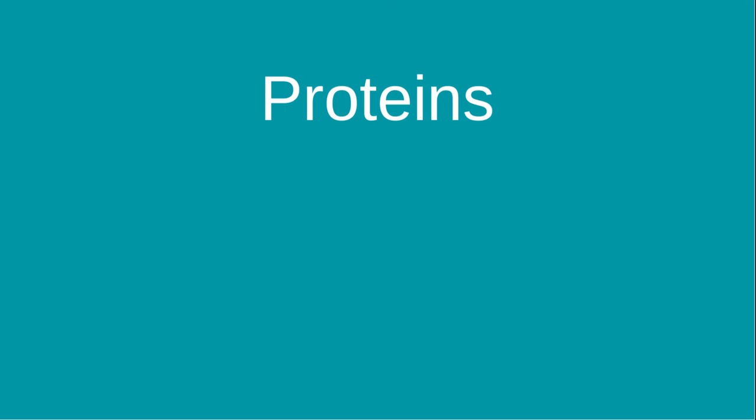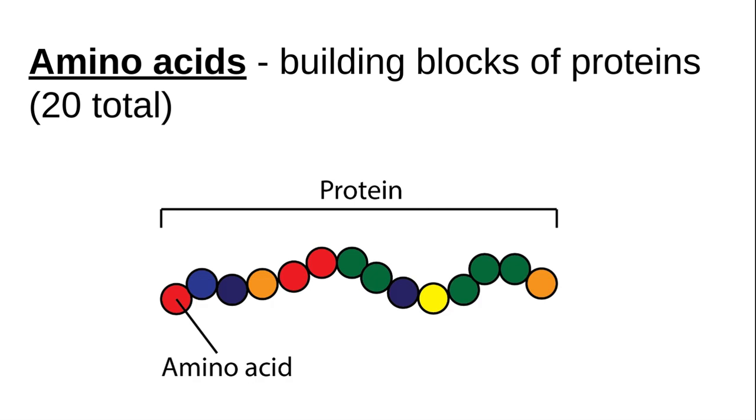All right, today we are going to talk about proteins. So first thing we have to know is that proteins are made out of building blocks, just like DNA. So DNA was made out of nucleotides. Proteins are made out of something called amino acids, and amino acids are these building blocks of proteins. There's actually 20 different amino acids.